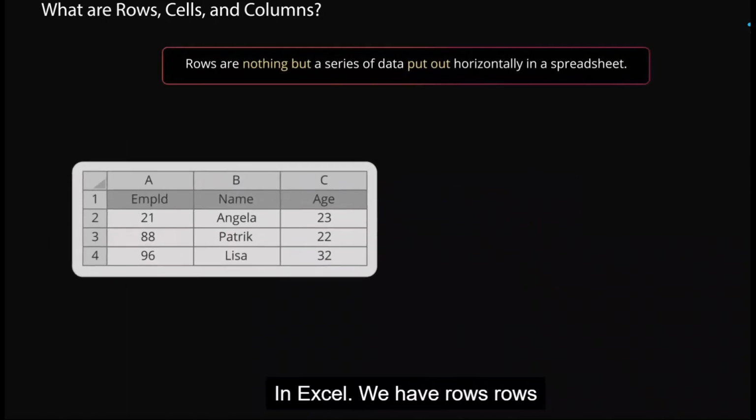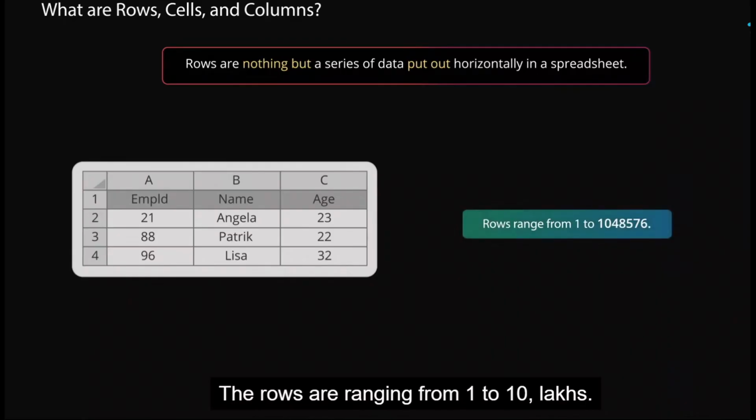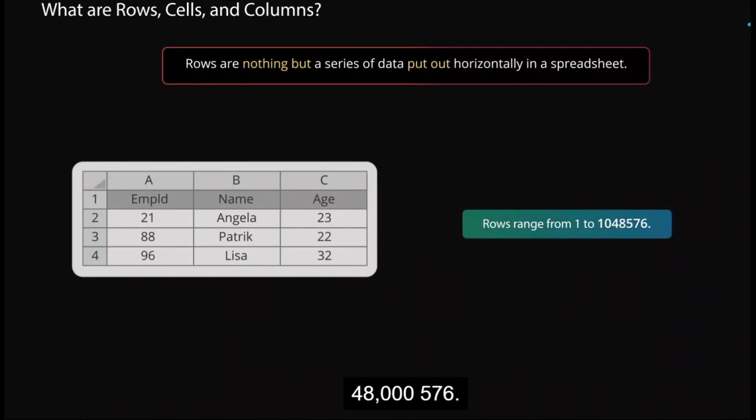In Excel, we have rows. Rows are nothing but a series of data put out horizontally in a spreadsheet. The rows range from 1 to 10 lakhs 48,576, or I can say 1.0 million approximately.